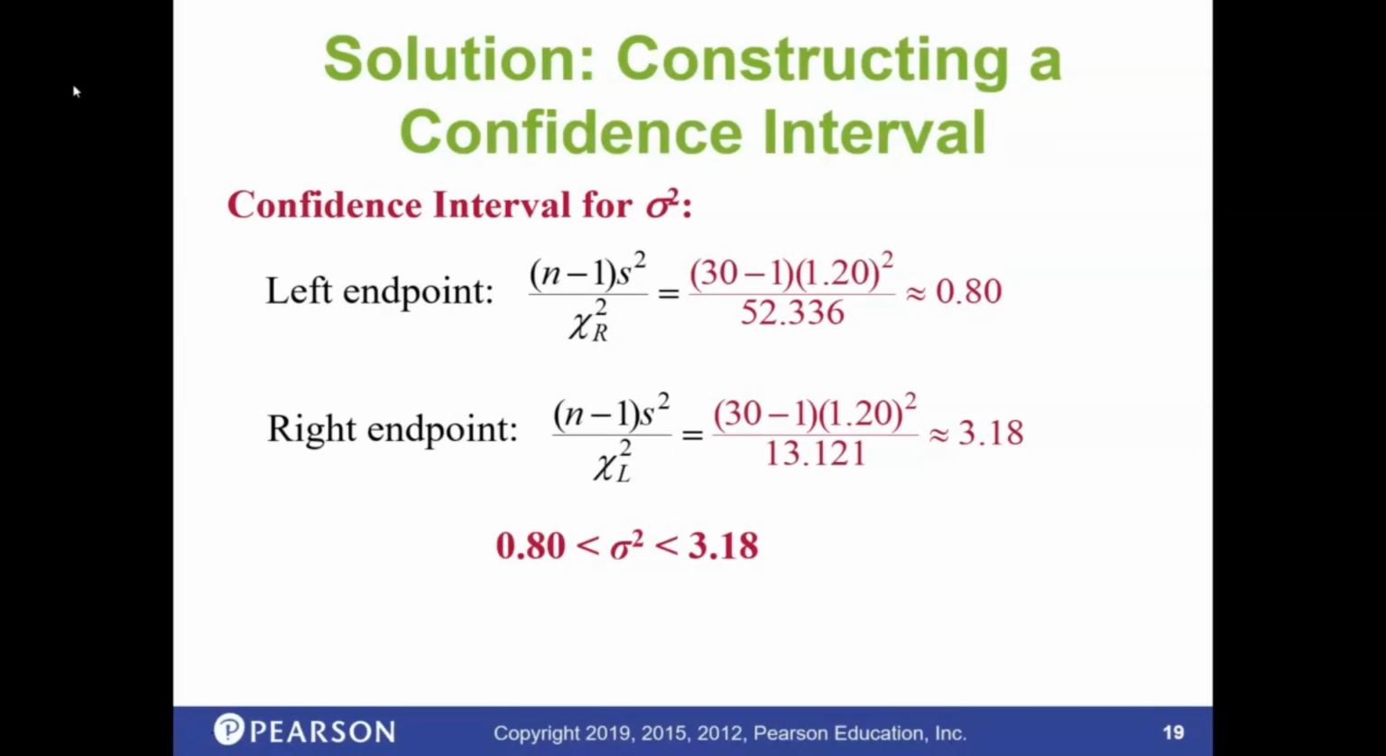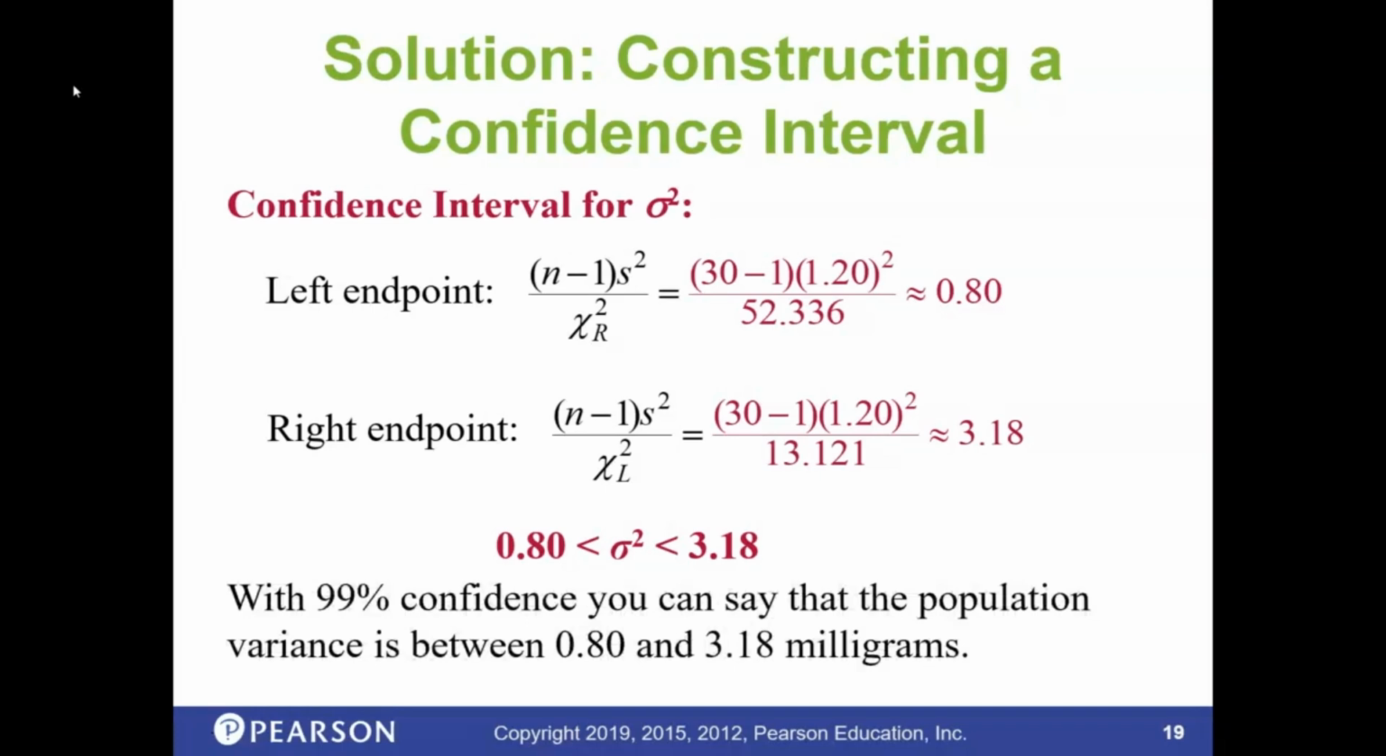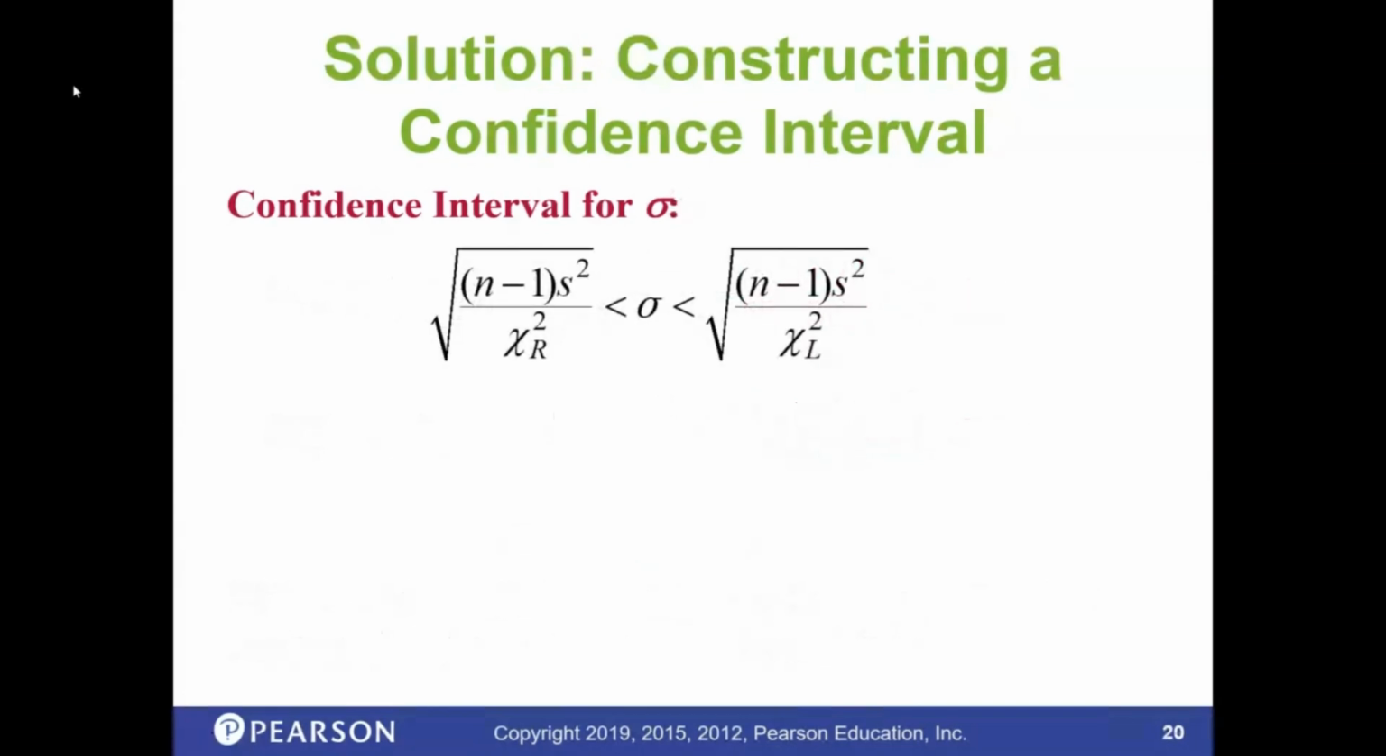Now, when you want to find the confidence interval for the standard deviation, then you just take the square root of those values. Okay. So right now, with 99% confidence, you can say that the population variance is between 0.80 and 3.18 milligrams. And then don't go through and use the formula again. You've already found the value for this.